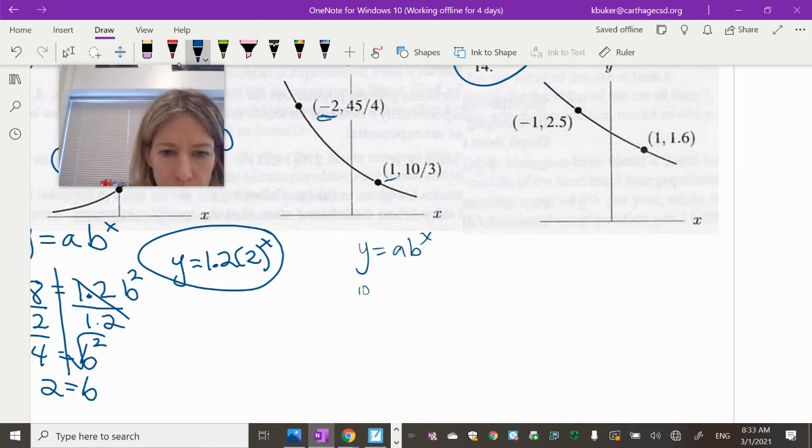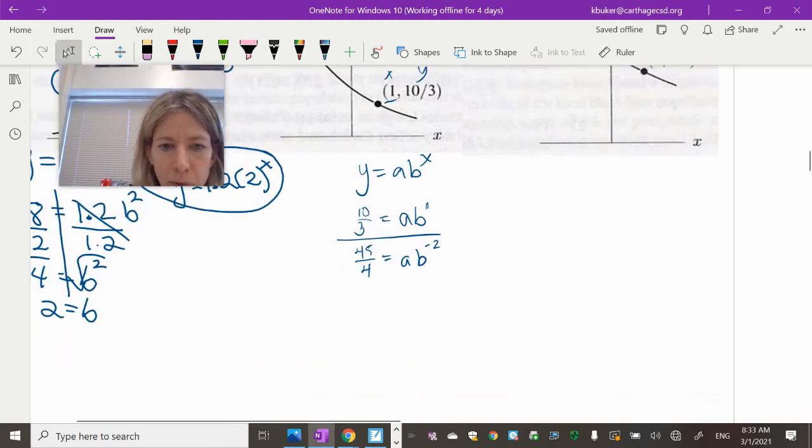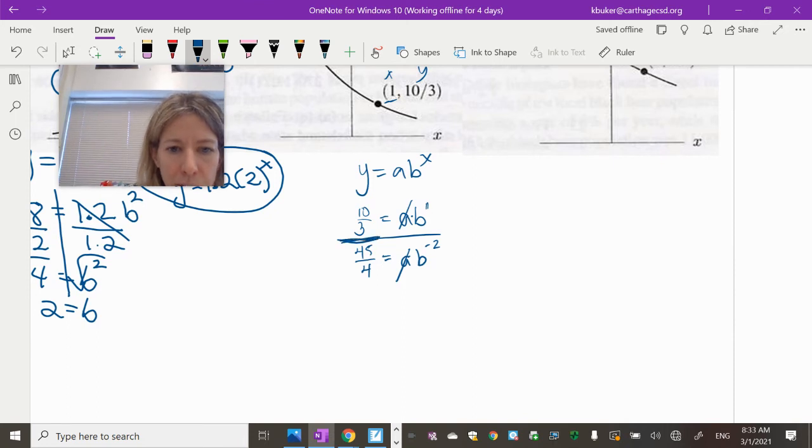All right, so I'm going to substitute 10 thirds for my y, right? I have my x and my y. This is my x and my y. So I have 10 thirds equals a times my b value, which is unknown, to the first power. And then for the second one, I have 45 fourths equals ab to the negative second. All right, and the reason why we do this is because we can cancel out the a's when we're dividing, canceling out common factors. And for the numbers, we simply divide like we always do.